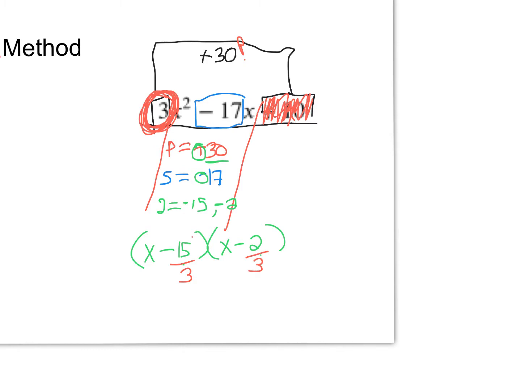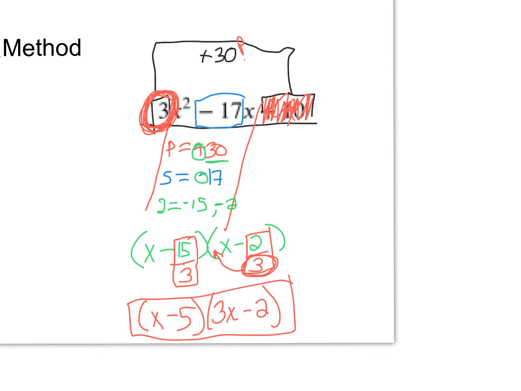And now I'm going to try to reduce these fractions. Now, nicely enough for us, 15 over 3 reduces to 5. So that's x minus 5. Now here, 2 over 3, I can't do anything with 2 over 3. So we're going to take the 3 and we're going to scooch it in front of the x. We're going to have 3x minus 2. And there it is, all done.